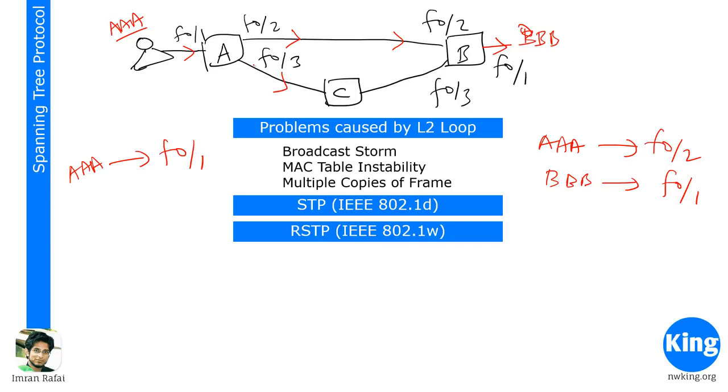Now if you remember previously, A had sent that same broadcast to C as well, so C would forward that broadcast. Now C would be coming in, this broadcast would be coming in from F0/3. So when B receives that broadcast, it says, okay, you're saying that this is a message coming from a source MAC address of AAA, but I know that AAA is connected to my F0/2 earlier.